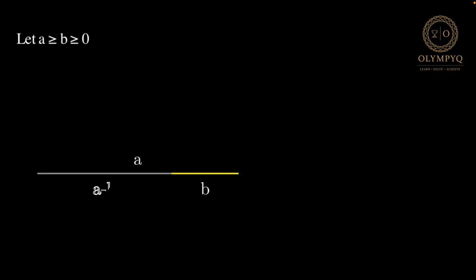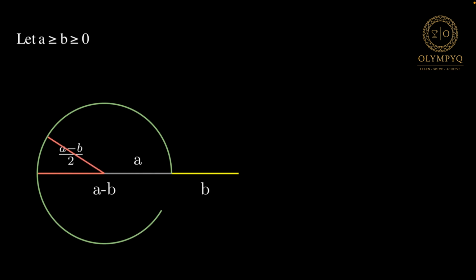Now take half of the uncovered part, that is (a minus b) by 2, and use it as the radius to draw a circle. From the center of the circle, connect the far end of the line segment. The yellow line has a length (a plus b) by 2, which is the arithmetic mean.